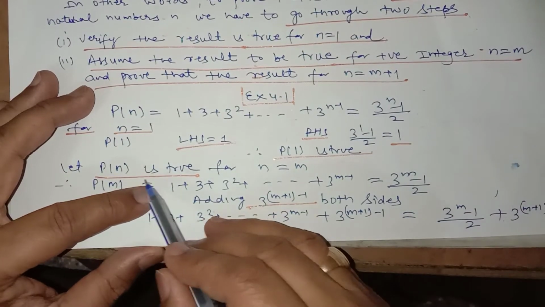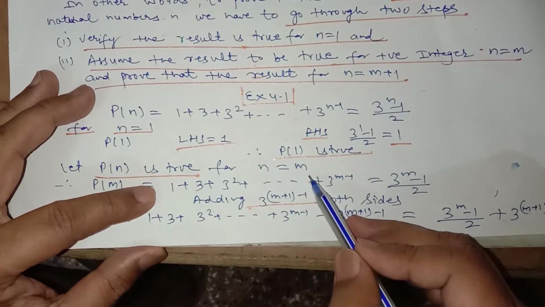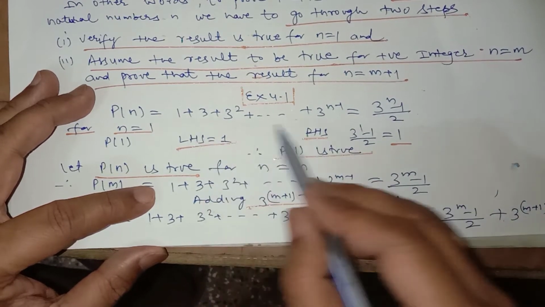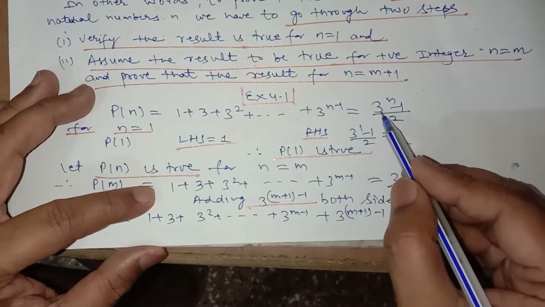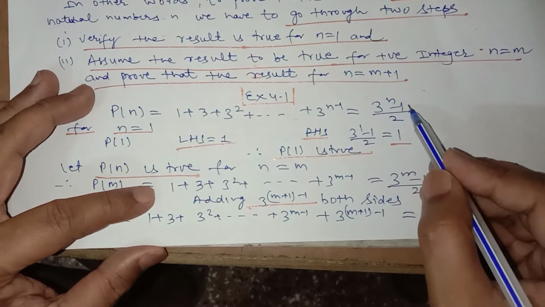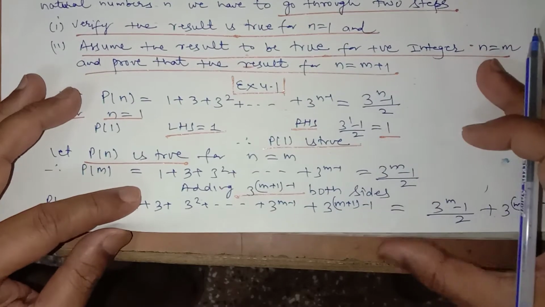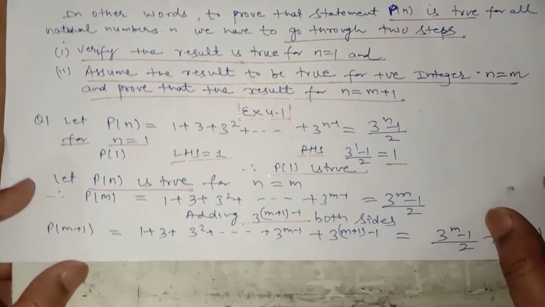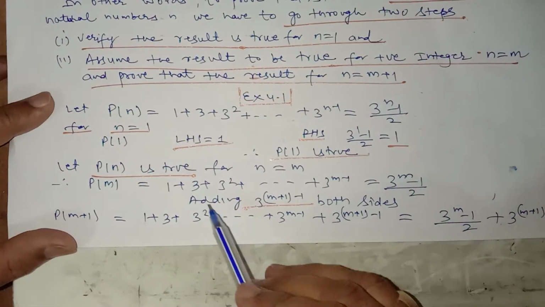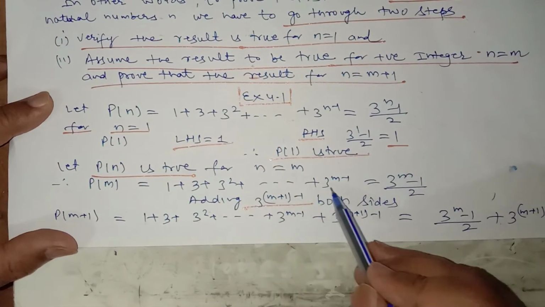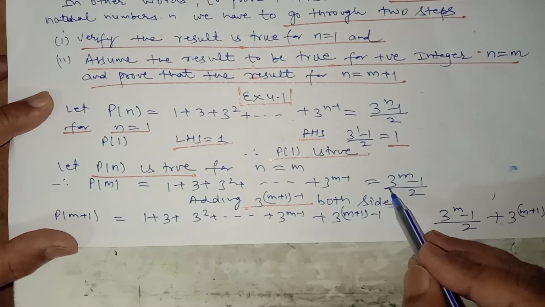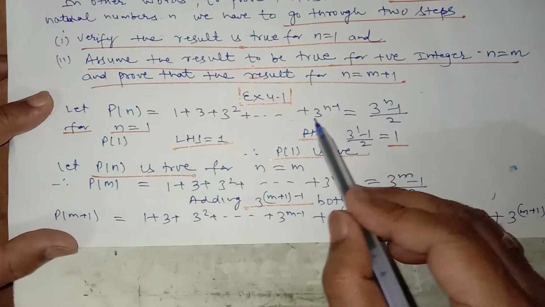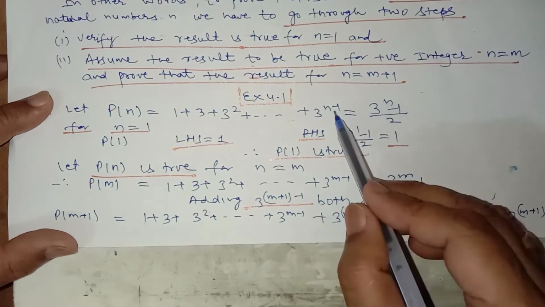Now, we let that Pn is true for any natural number m. Any natural number n, so you have to replace n by m. It means that the sum of m natural numbers will be equal to 3 raised to power m minus 1 upon 2. So we let that this statement is true for n is equal to m. So 1 plus 3 plus 3 square up to 3 raised to power m minus 1 is equal to 3 raised to power m minus 1 upon 2. Simply replace n by m when the formula is true for n is equal to m.